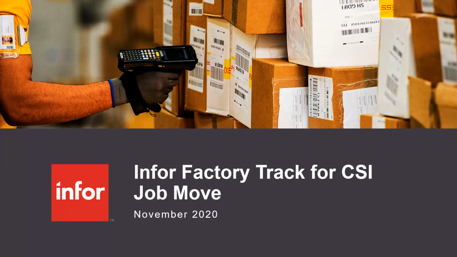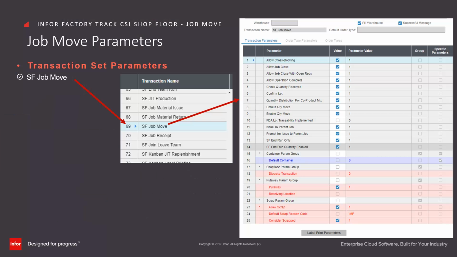Infor Factory Track for CSI job move. Factory Track has several shop floor job move parameters to control the validations, displayed fields and processing options that are permitted as part of the job move process.